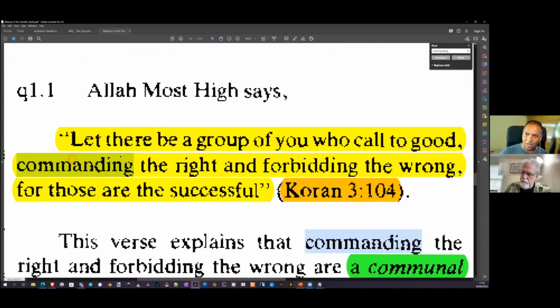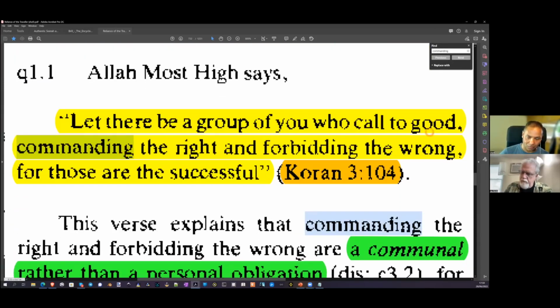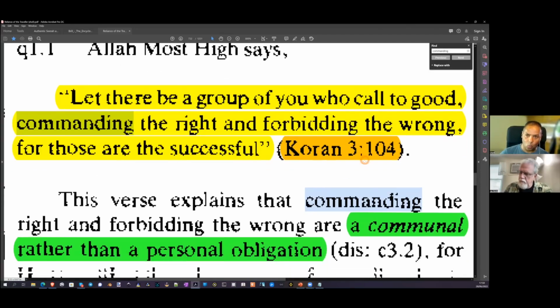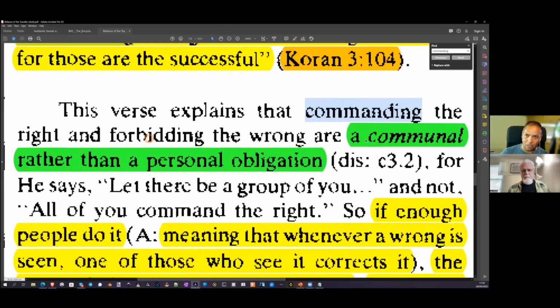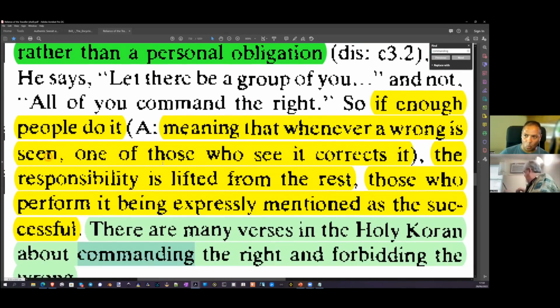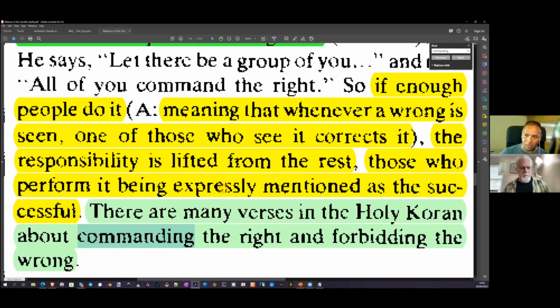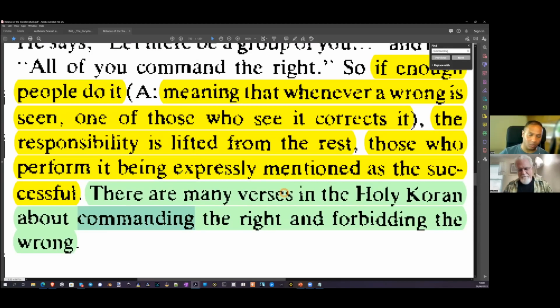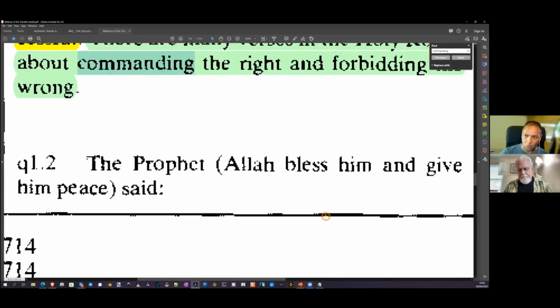Section Q 1.0. Let there be a group of you who call to good. This is the Islamic definition, the Shariah definition of good. Commanding the right and forbidding the wrong, for those are the successful. Quran 3:104. This verse explains that commanding the right and forbidding the wrong are a communal obligation rather than a personal obligation. All of you command the right. So, now it says here, let there be a group of you and not all of you to command the right. So if enough people do it, meaning that whenever a wrong is seen, one of those who see it corrects it, the responsibility is lifted from the rest, and those who perform it, being expressly mentioned as the successful, they get a great reward. They'll get a double reward from Allah. There are many verses in the Quran about commanding the right and forbidding the wrong.